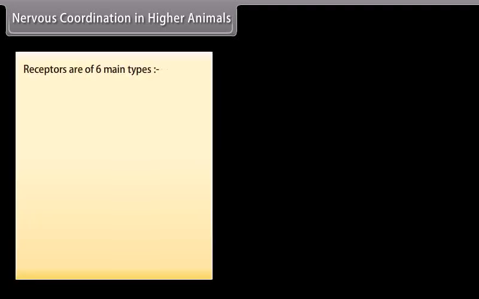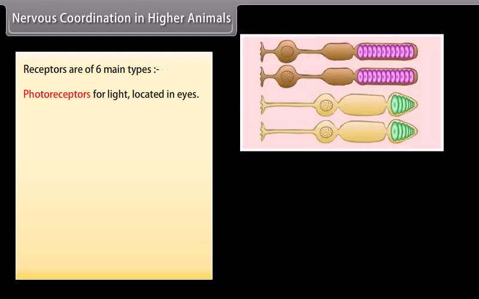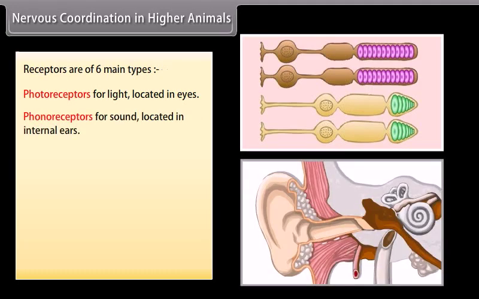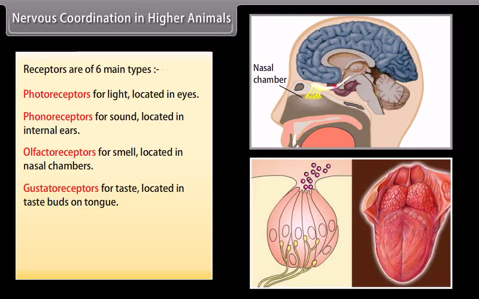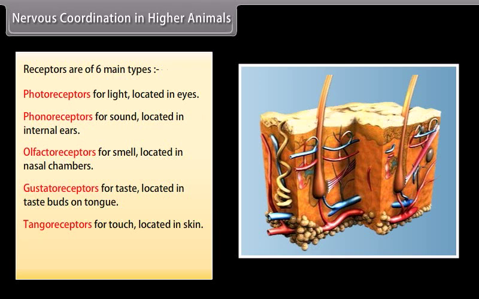Receptors are of 6 main types. Photoreceptors for light located in eyes. Phonoreceptors for sound located in internal ears. Olfactoreceptors for smell located in nasal chambers. Gustatoreceptors for taste located in taste buds on tongue. Tangoreceptors for touch located in skin. Thermoreceptors for changes in temperature located in skin.